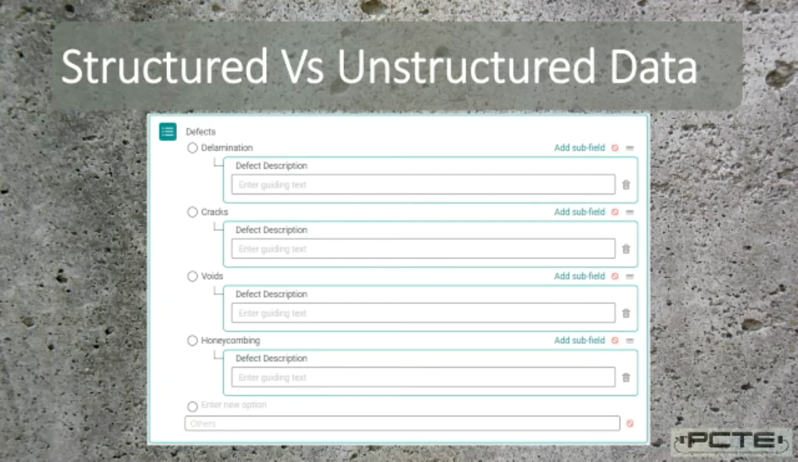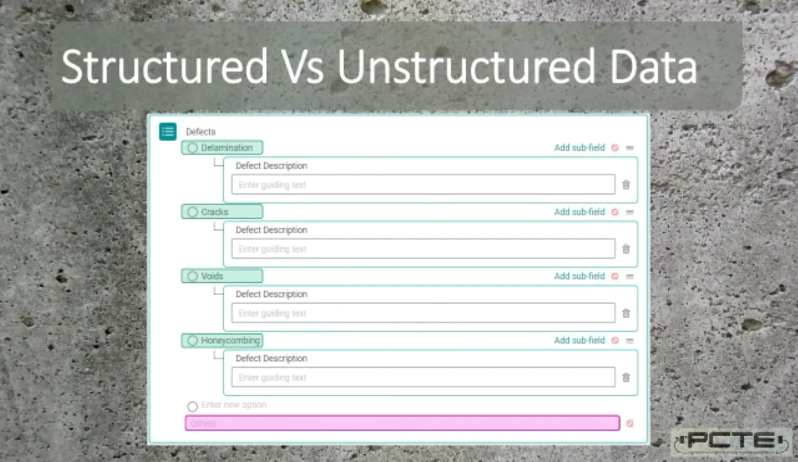And the structured data in this example is going to be, is it a delamination, a crack, a void, or maybe it's a honeycombing type defect. We've also got some unstructured data we're collecting in this field set because we have an others category. This is a bit of an out you want to avoid giving your inspectors if you're setting up a field for them, is the ability to say, it's none of the above, it's something else.